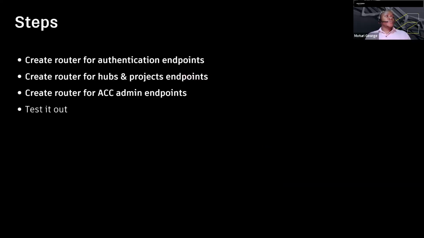So what we are going to do in this section, we are going to create a router for authentication. Authentication is to get the access token. Then we are going to create a router for also getting the hubs and projects, and also going to try out the admin endpoints.